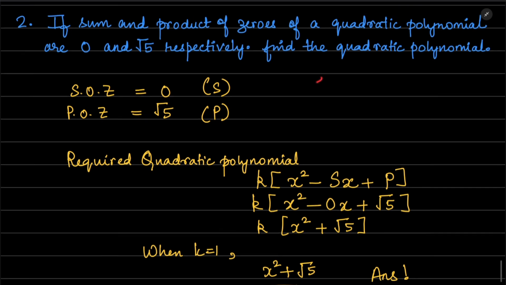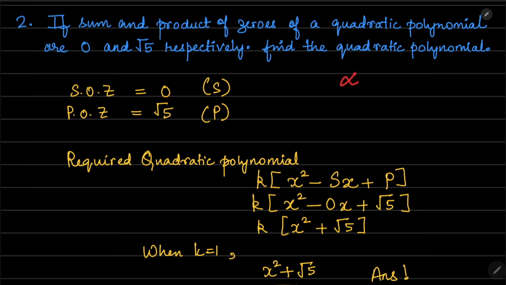Always remember, this is very, very important. This formula is very important. Whenever you have to find or write a quadratic polynomial, remember this is the only formula in your syllabus. That is k multiplied by x square minus sx plus p. Now it was very easy because you were given the sum of the zeros and the product of the zeros directly.